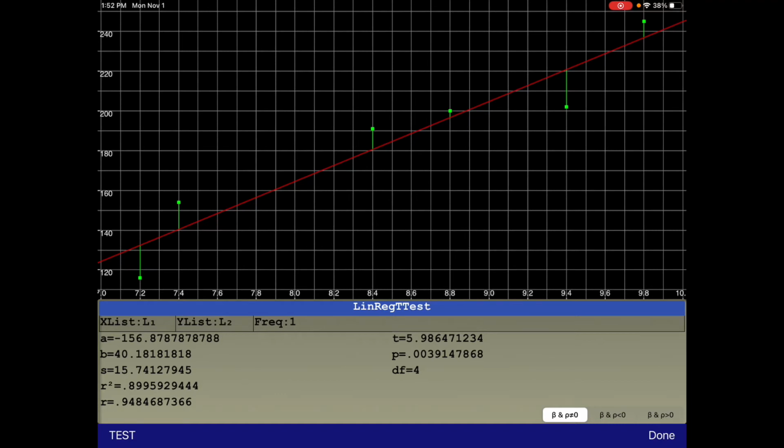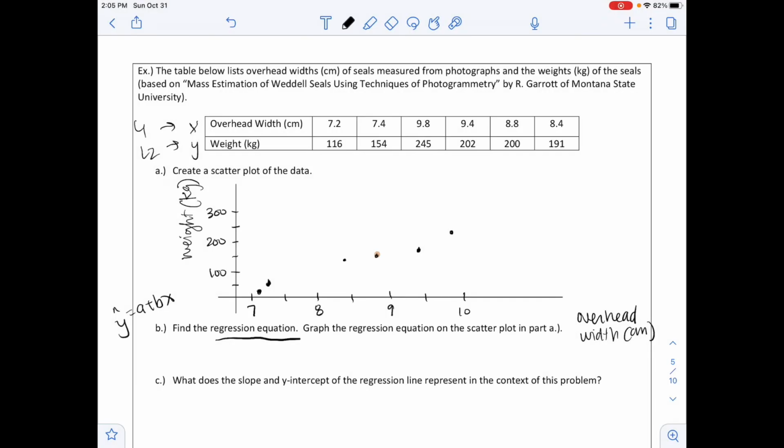40.182. And so our linear equation or regression equation, our line of best fit, is going to be y hat equals A plus bx. And then from the calculator, we get y hat equals negative 156.879 plus 40.182x. And then graphing this line into our equation, it'd be that straight line. Again, do the best that you can.